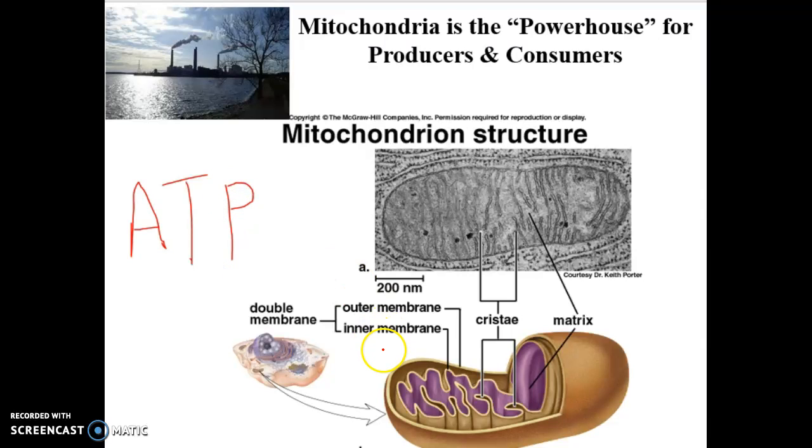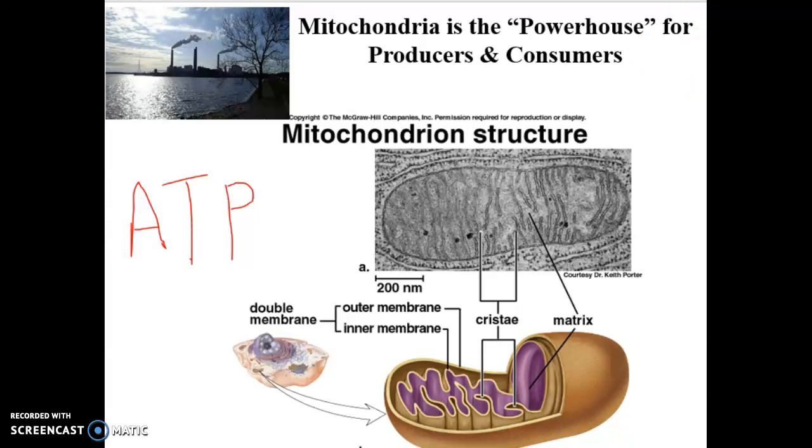That's what comes out of this guy. So we will come back to this structure big time, but it is the powerhouse. Producers, plants, algae, etc. Consumers, animals, fungi, etc. all have mitochondria to run power.